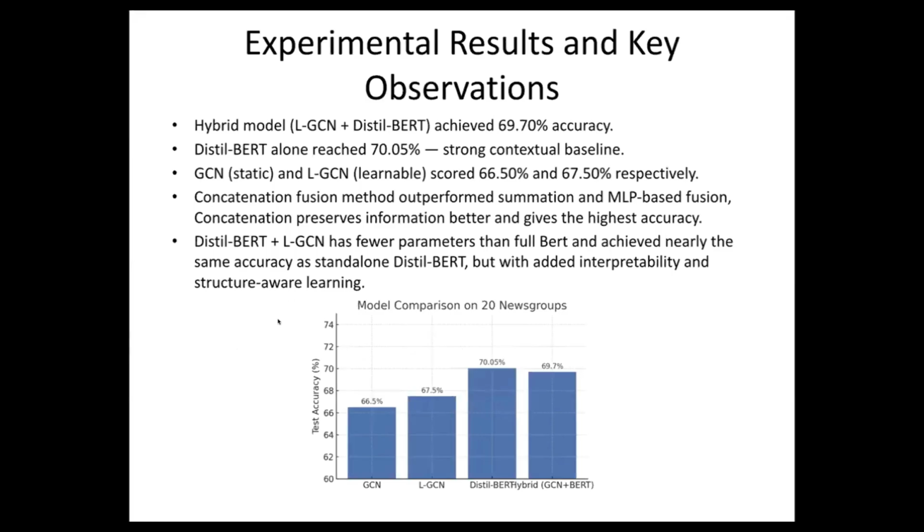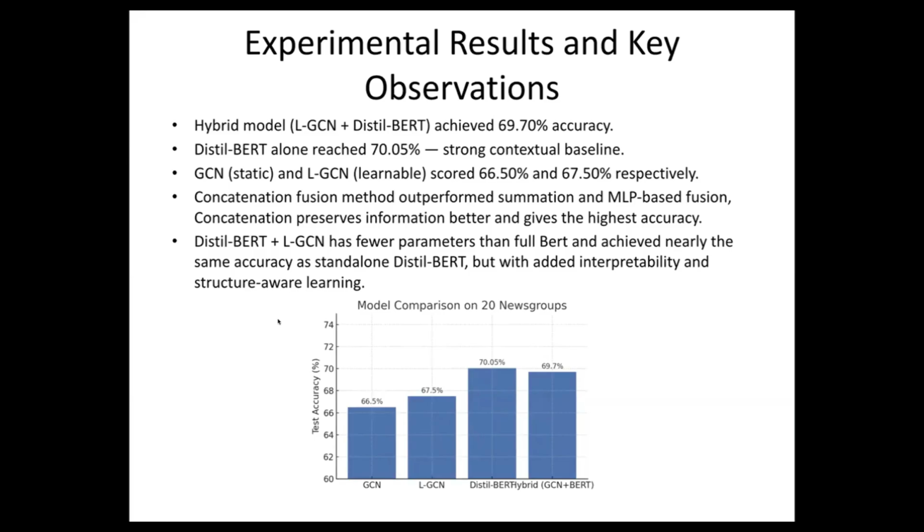So the results that we obtained are, as you can see in the chart, DistilBERT alone gives the highest accuracy of around 70%, establishing a strong contextual benchmark. However, that's only part of the story. Our hybrid model, which combines DistilBERT and a learnable GCN, also achieves almost 70%, just marginally below, but it brings in graph-based structural awareness that DistilBERT lacks. This structural component adds interpretability and generalization capacity, especially in scenarios where understanding relationships across documents and terms matters.